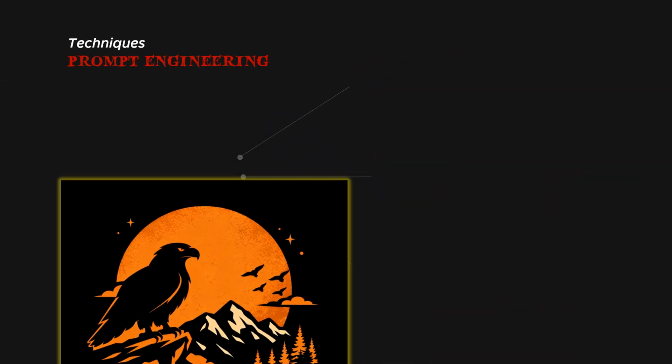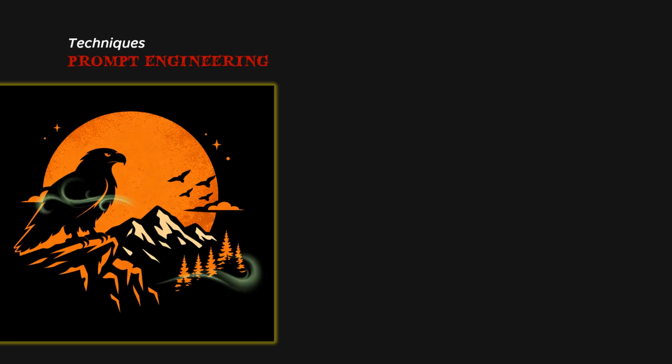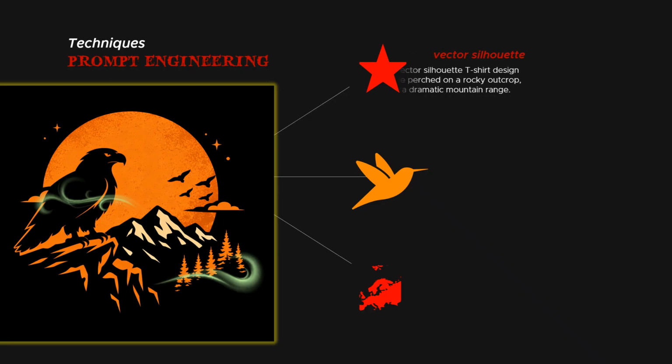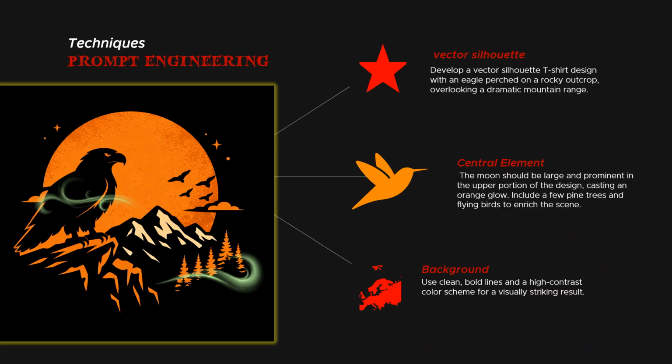Develop a vector silhouette t-shirt design with an eagle perched on a rocky outcrop, overlooking a dramatic mountain range. The moon should be large and prominent in the upper portion of the design, casting an orange glow. Include a few pine trees and flying birds to enrich the scene. Use clean, bold lines in a high-contrast color scheme for a visually striking result.